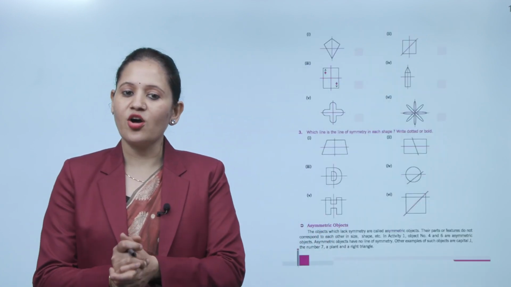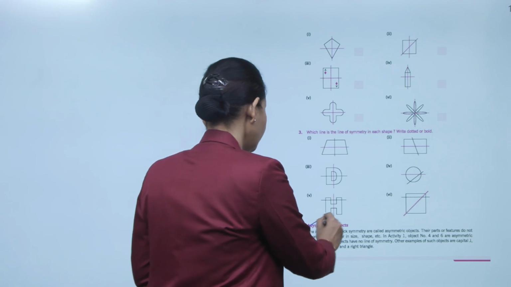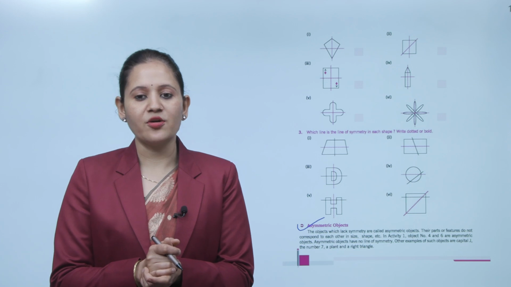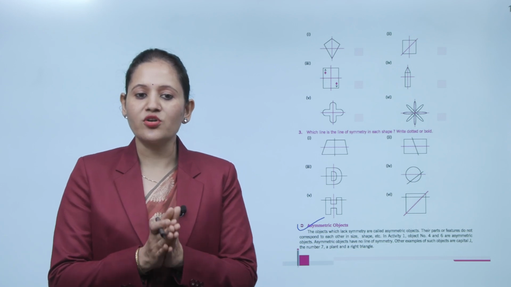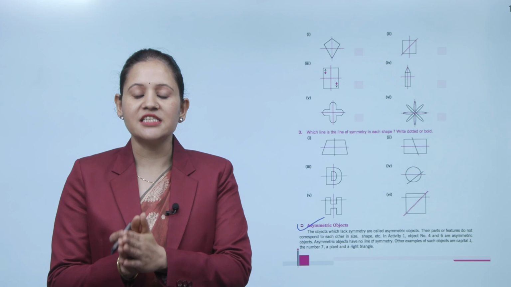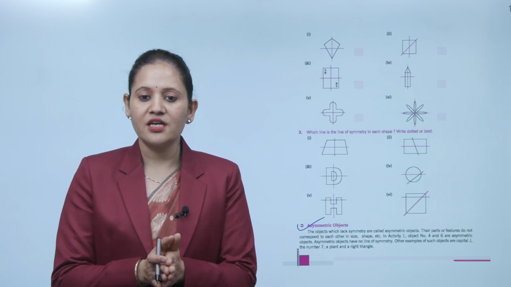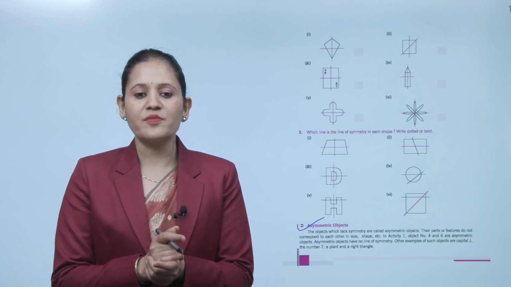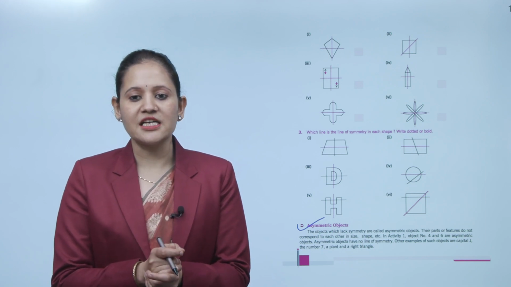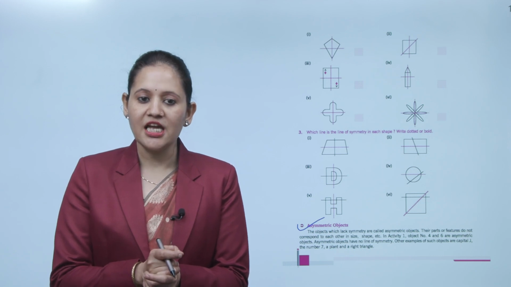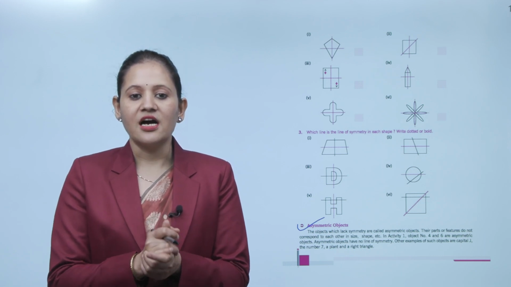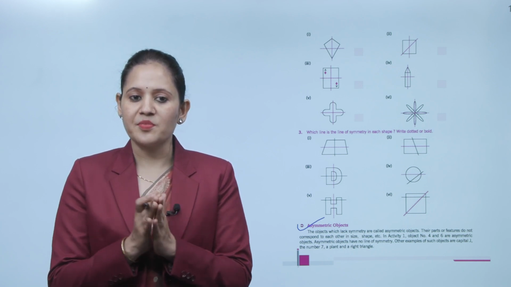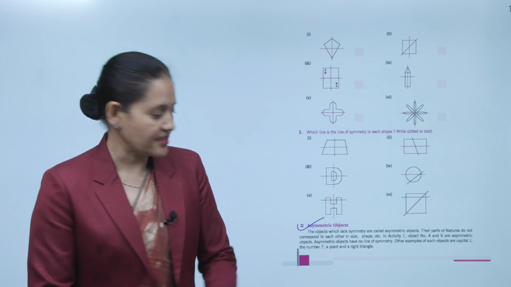Next is asymmetrical objects. The objects which lack symmetry are called asymmetrical objects. The parts of the figure do not correspond to each other in size, shape, etc. In activity 1, objects number 4 and 6 are asymmetrical objects. Asymmetrical objects have no line of symmetry. Other examples of such objects are the capital letter J, the number 7, a plant and a right angle. They have no line of symmetry.